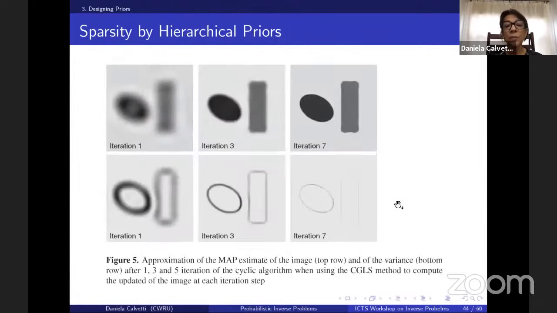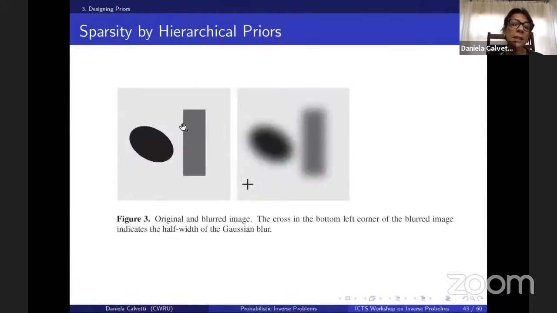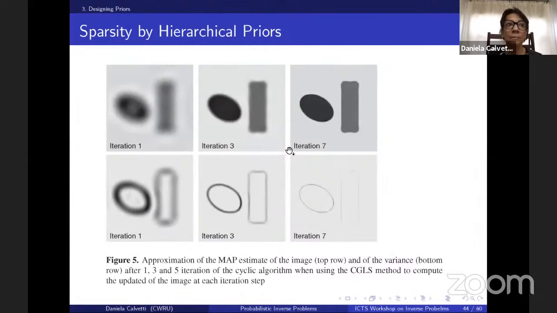We're doing this with these hierarchical priors where we are assuming that the increments, so here we're looking at the jumps in intensity of the image in the X and Y direction, are few. After one iteration, this is what the image would look like, and this is what the thetas would look like. After 3 iterations, this is the type of reconstruction that we get, and these are the thetas.